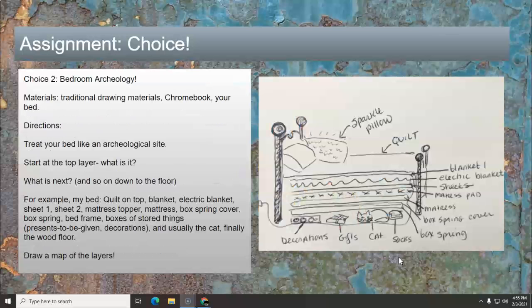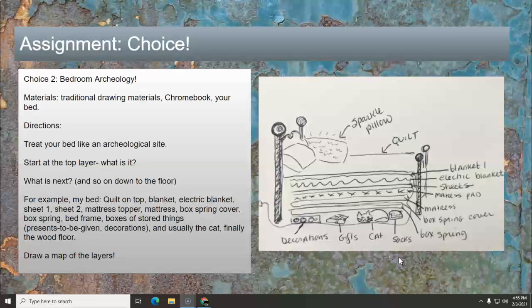The second choice, which doesn't involve as many supplies, it's not as complicated, is bedroom archaeology. You can't do this at school either unless you have a good memory. But your materials, you have traditional drawing materials, your Chromebook, and your bed. And you're going to treat your bed like an archaeological site. And you're going to dig down layer by layer and tell me what it is, all the way to the floor, and draw a diagram.